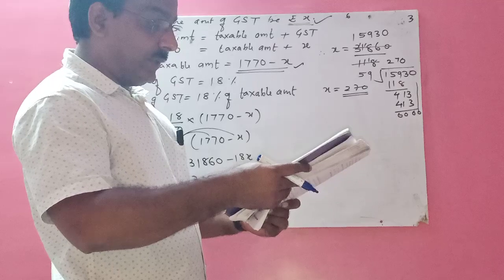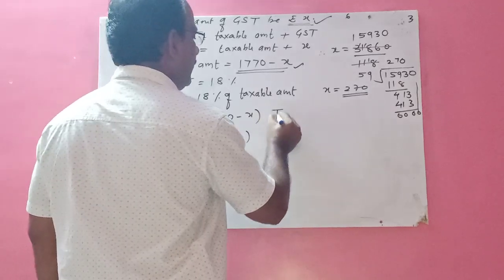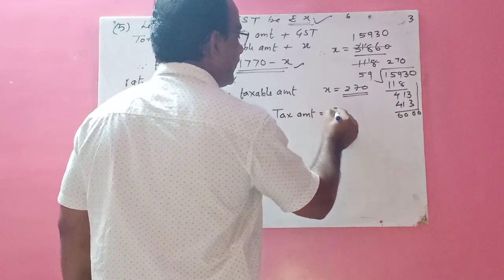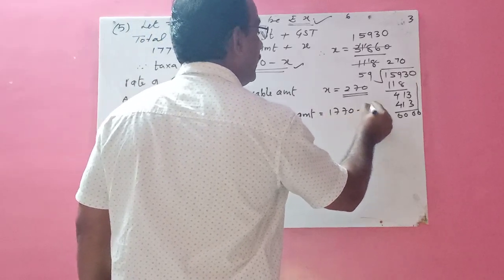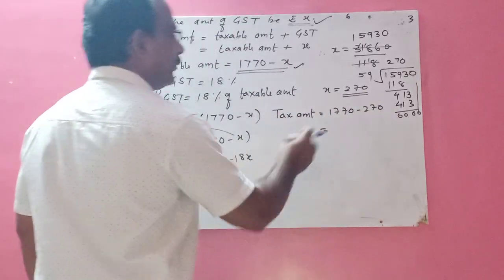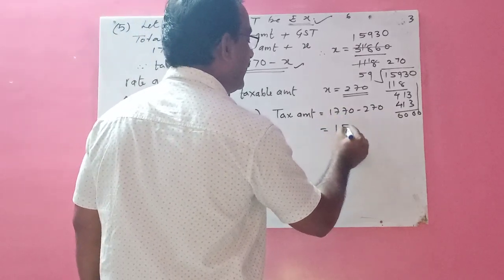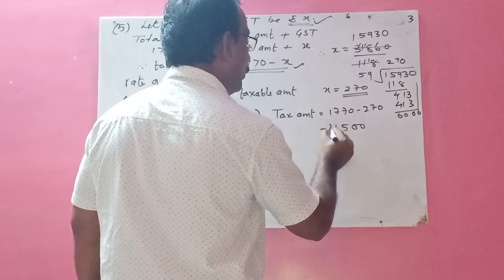Now you have to calculate the taxable amount. So the taxable amount is 1770 minus 270. 1770 minus this, you will get 1500 rupees, 1500.